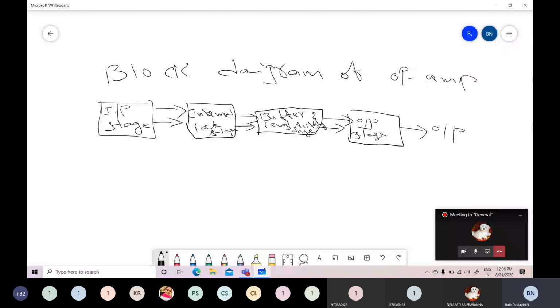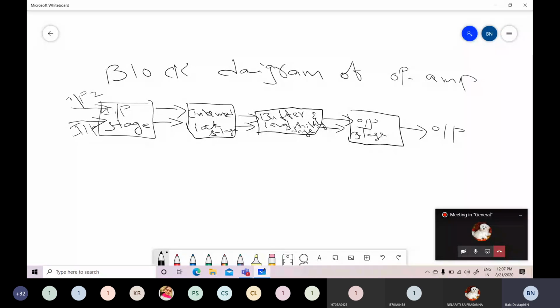As we discussed, the op amp has two input voltage sources, input 2 and input 1. One is the inverting terminal and one is the non-inverting terminal. These are the 4 cascaded blocks present in the block diagram of the IC op amp. The first one is the input stage.